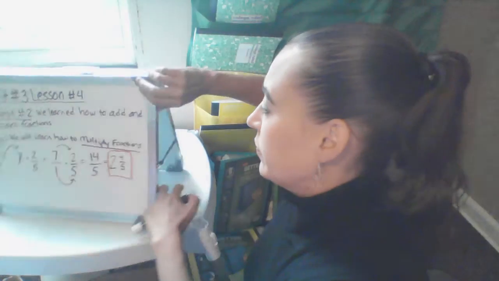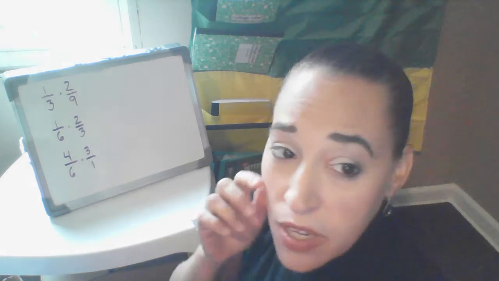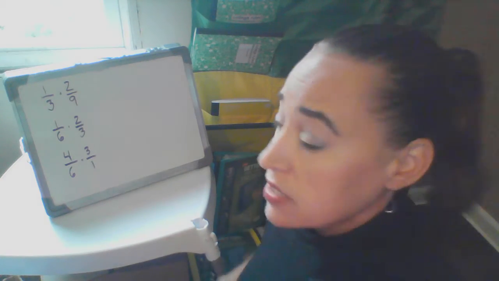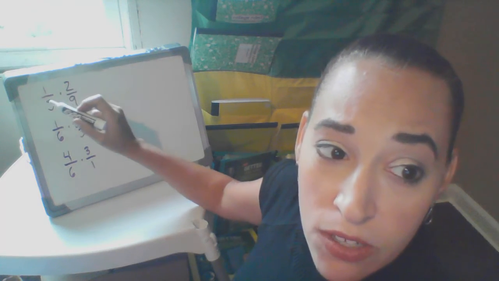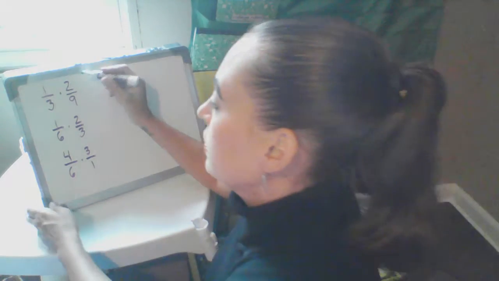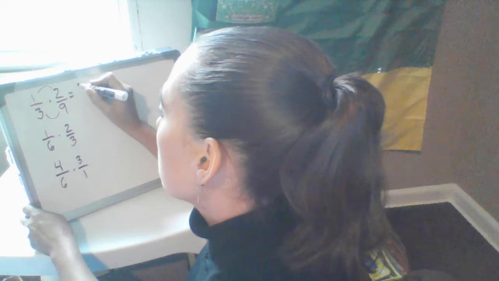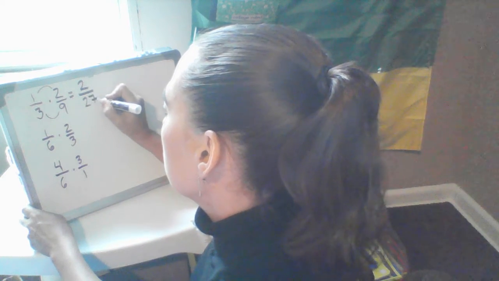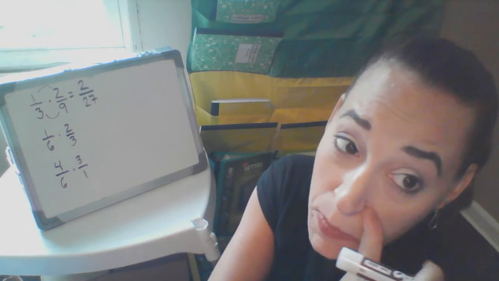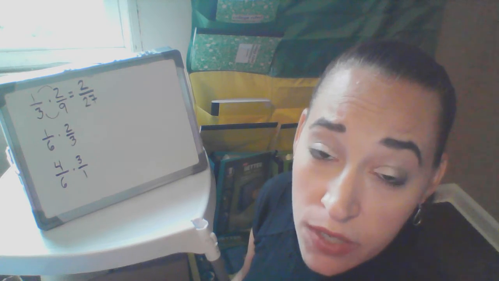All right, let's try a few other examples. Okay, so we have 1/3 times 2/9. So again, you're going to multiply your numerators together and then you multiply your denominators together. Okay, numerators and your denominators. 2 times 1 is 2. 9 times 3 is 27. 2 is a prime number over 27. 2 does not go into 27, so that is in the most simplified form.